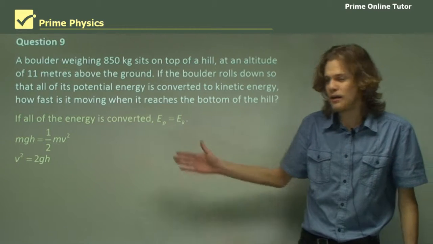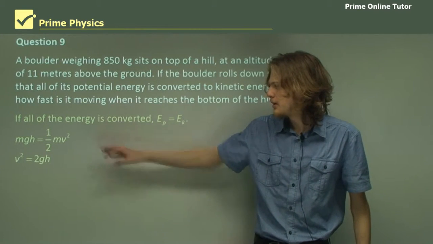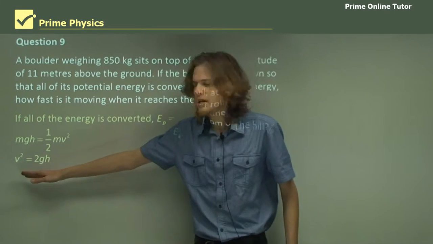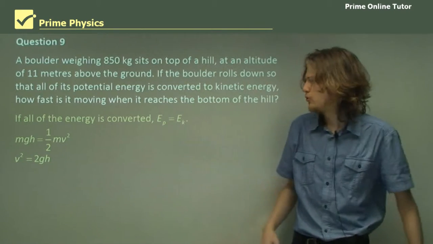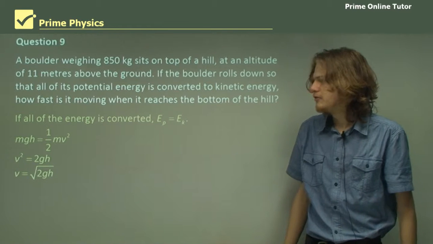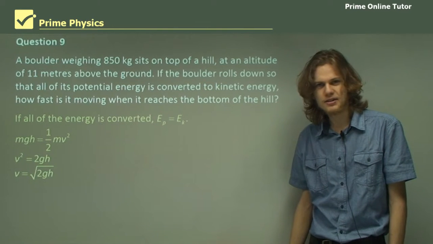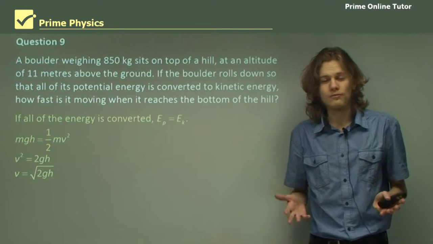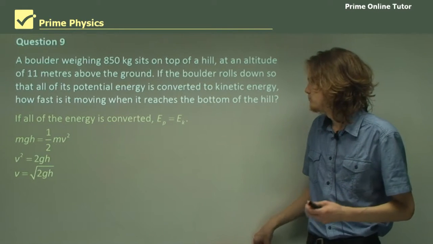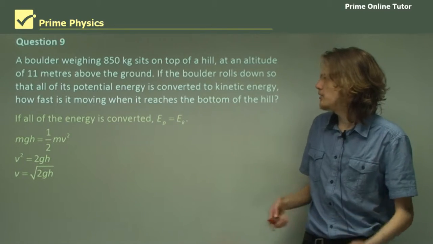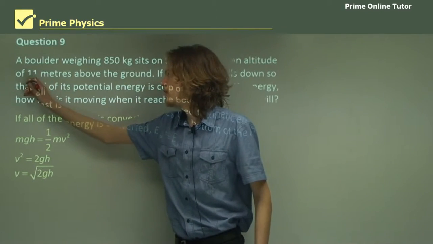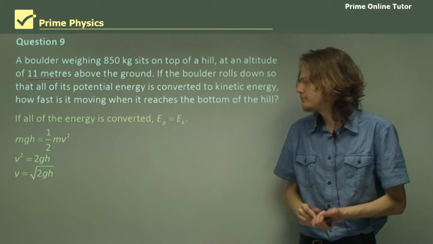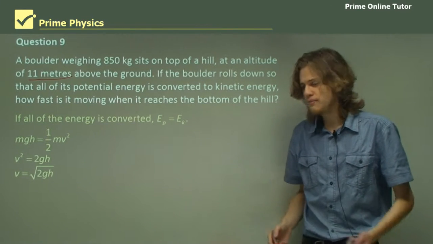We can cancel out the m's, assuming we don't have a massless object, and multiply both sides by 2 in order to get v squared equals 2gh, or taking the square root, v equals the square root of 2gh. So, what are these values? G is, of course, gravitational acceleration, we all know that. And our height is going to be 11 meters above the ground, sometimes referred to as altitude. So we can substitute those in.